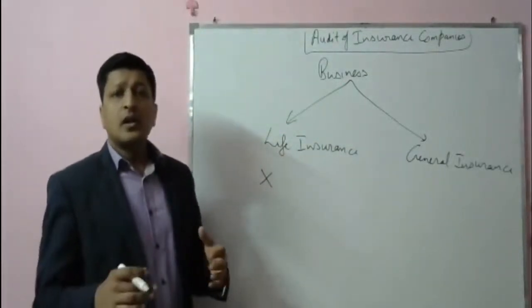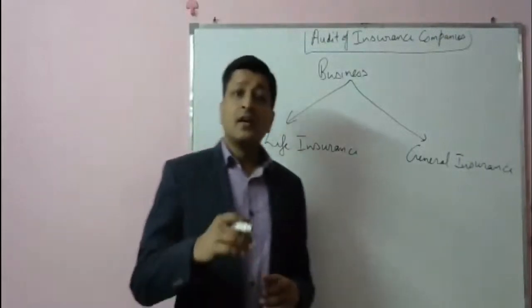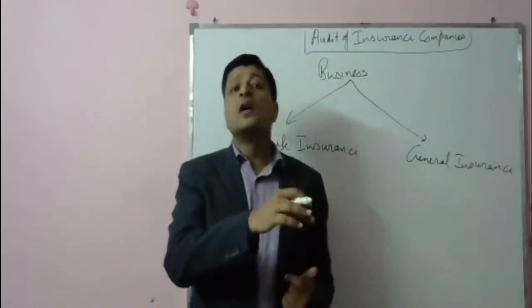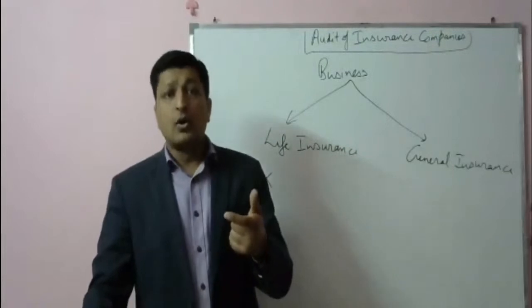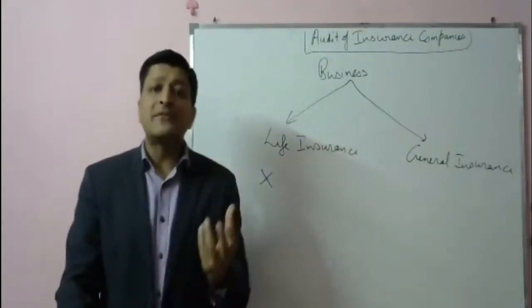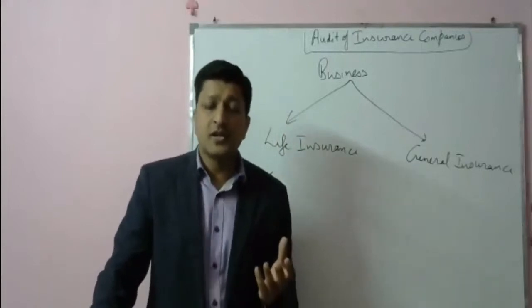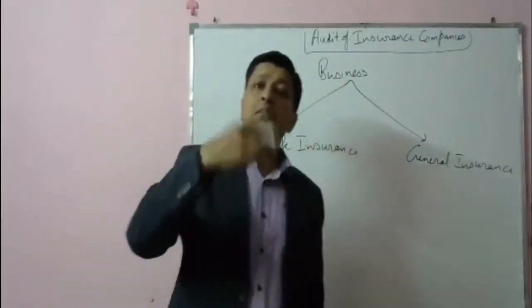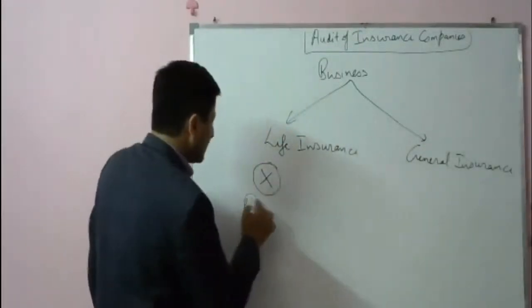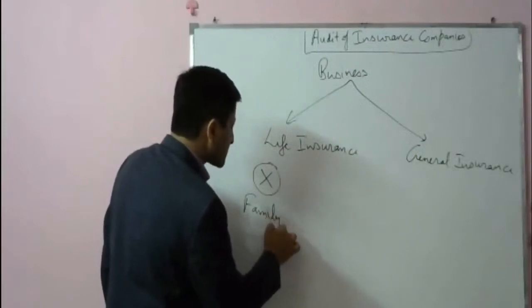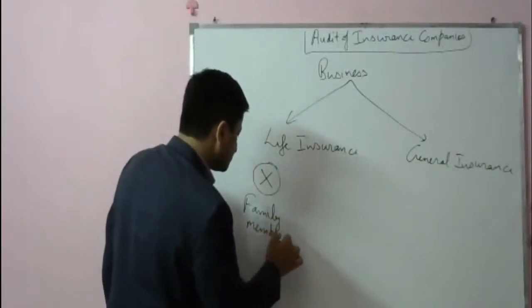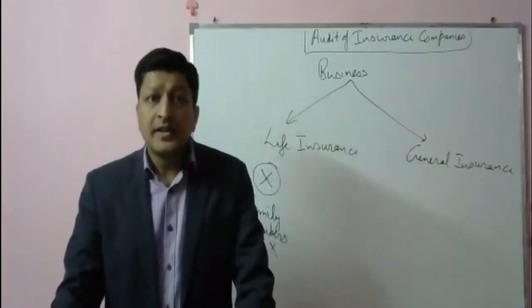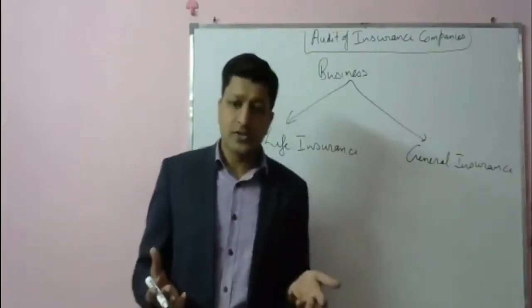So that is about life insurance, wherein the claim amount, the beneficiary of this insurance, will not be the person who is getting insured, but it will be some other party. So let's suppose family members of X, they will get the benefit of this insurance.